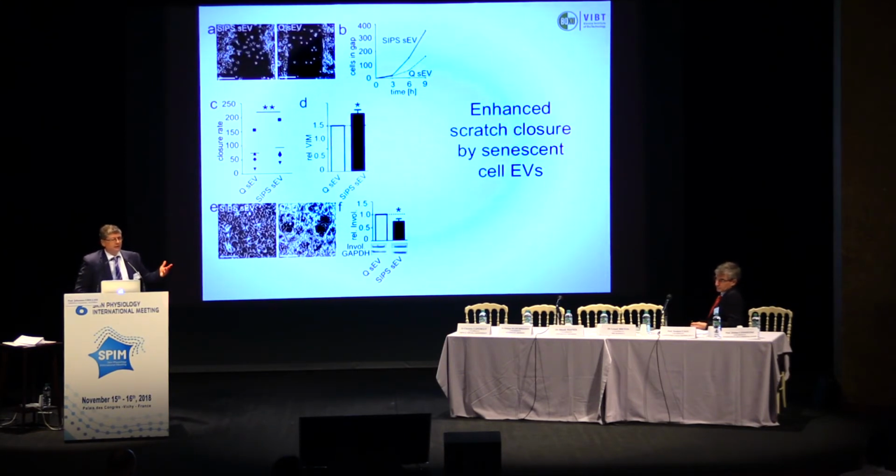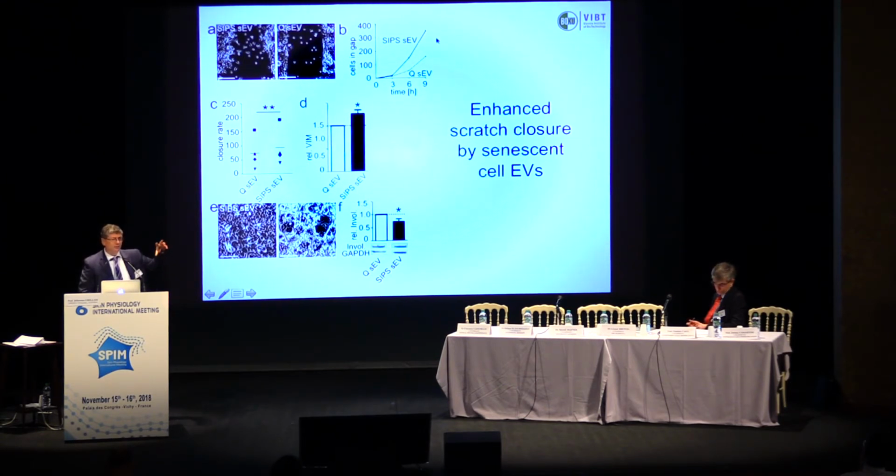So if we have such a transfer, then what could be the outcome of this? If you remember that senescent cells impacted keratinocyte differentiation in our first experiments, we took the extracellular vesicles from senescent fibroblasts and put them onto keratinocytes, and what we indeed see is that the closure of scratches in keratinocyte monolayer cultures is faster in the presence of extracellular vesicles.